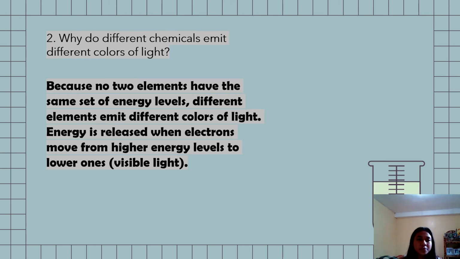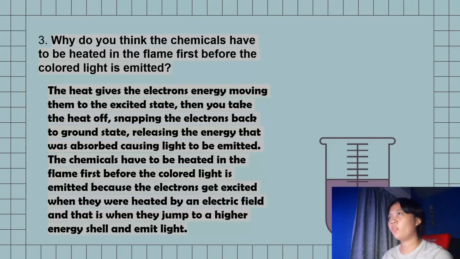For number 2, why do different chemicals emit different colors of light? For the answer, because no two elements have the same set of energy levels. Different elements emit different colors of light. Energy is released when electrons move from higher energy levels to lower ones as visible light.